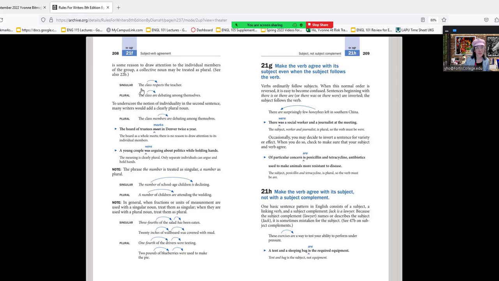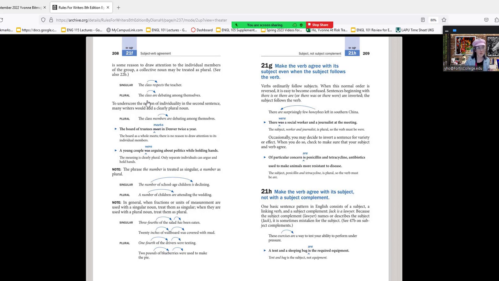So here, the class respects the teacher. It's singular because the entire class as one respects the teacher. So if it's one singular entity, then it is a singular verb. The class are debating among themselves. So if you're talking about each and every class member, and each and every class member are debating among themselves, then you have a plural verb. Then it becomes a plural subject, which takes a plural verb.